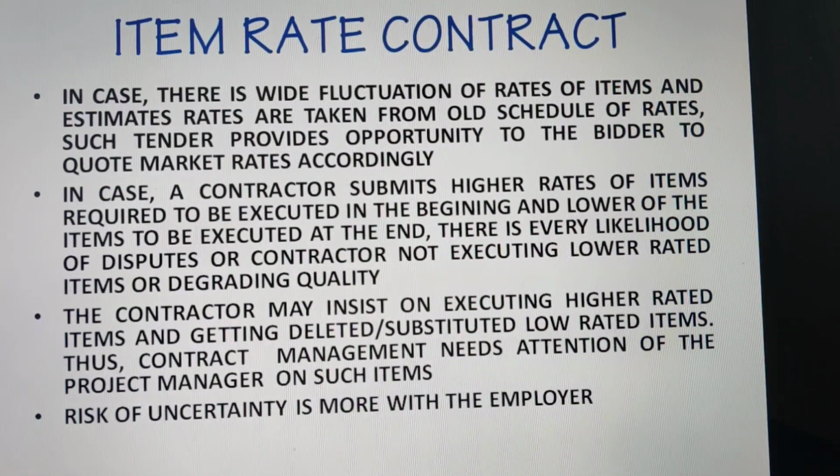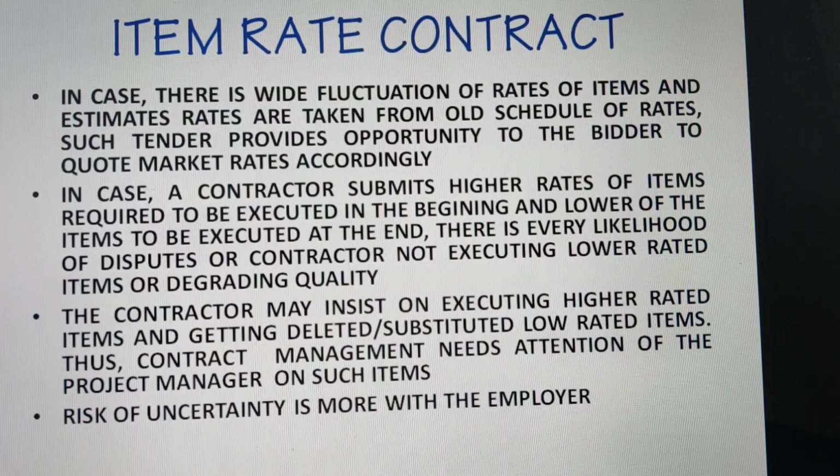In item rate contract, there is wide fluctuation. If there is a wide fluctuation of rates of items, and estimated rates are taken from an old schedule of rates, such tender provides opportunity to the bidder to quote market rates accordingly, and thus these are almost market rates.